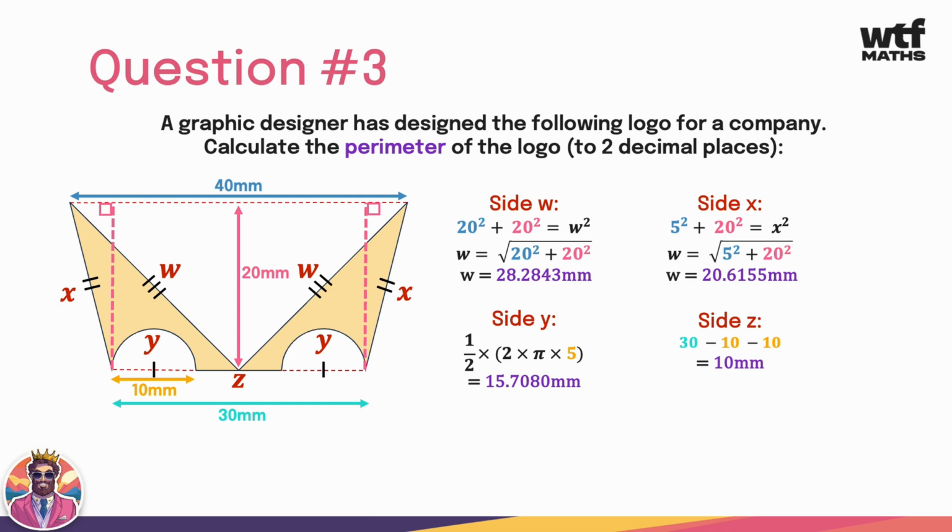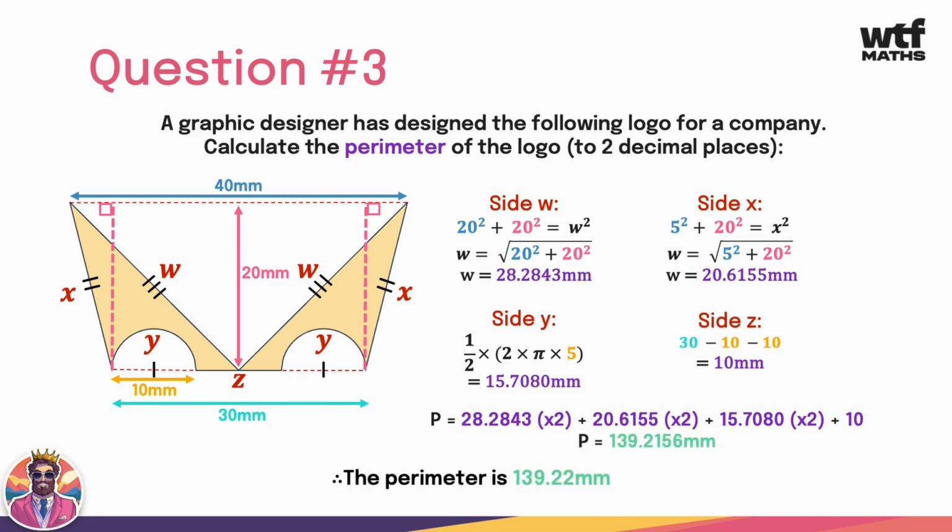So now that we know all the individual sides, all we have to do is add them together. So we had 2 lots of w plus 2 lots of x plus 2 lots of y plus 1z right at the end. So this will add to 139.2156 millimeters, which rounds to 139.22 millimeters.